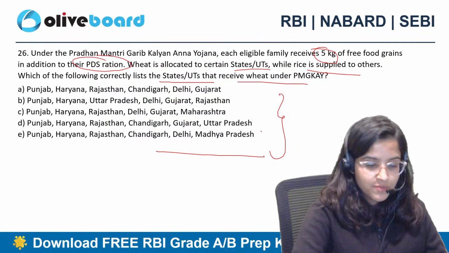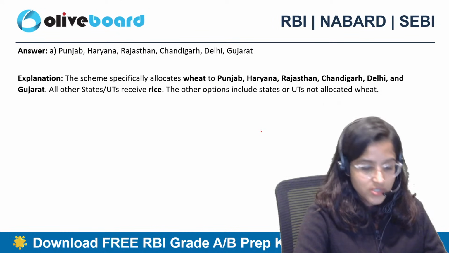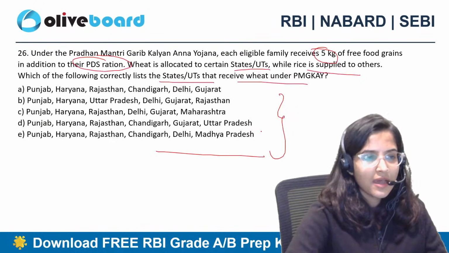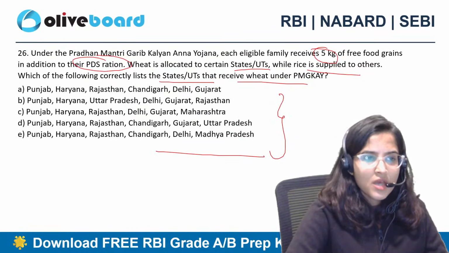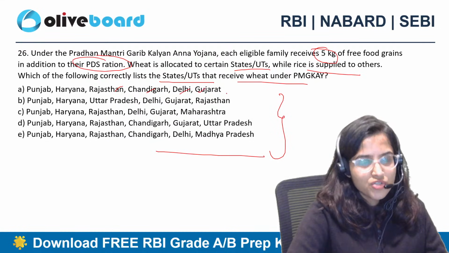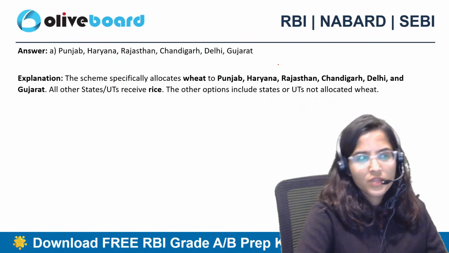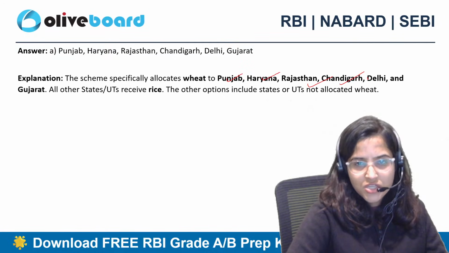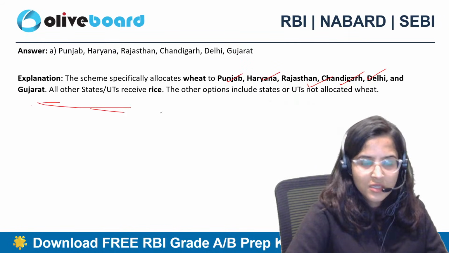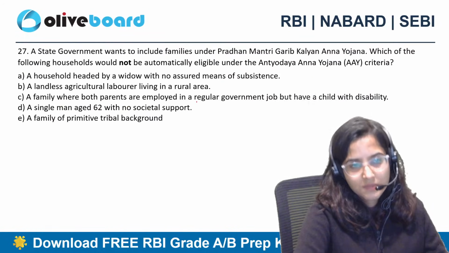26, I have received B as the answer, which is absolutely wrong. ठीक है, A है आंसर, पंजाब हरियाणा राजस्थान चंडीगढ़ दिल्ली गुजरात. तो A है इसका आंसर, नॉट B. ठीक है, फाइन. तो वीट पंजाब हरियाणा राजस्थान चंडीगढ़ दिल्ली गुजरात. ठीक है, बाकी जो स्टेट्स है उनको राइस मिलेगा.